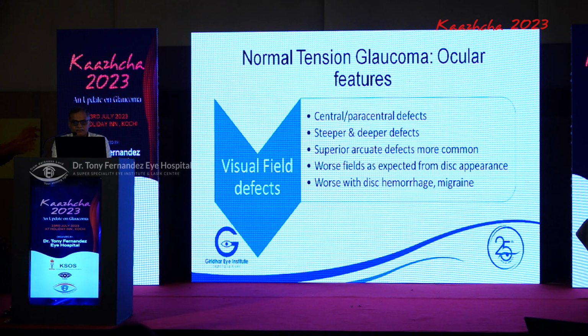hemorrhages. The visual field defects are usually steeper and deeper in NTG patients. They are more central, and superior defects are more common. And typically the fields are worse than what you would expect from seeing the disc on the slit lamp. And it gets worse if you have migraine or a disc hemorrhage in between.